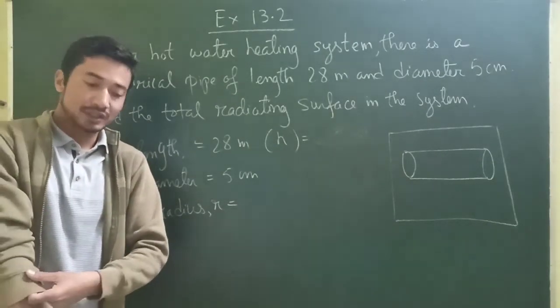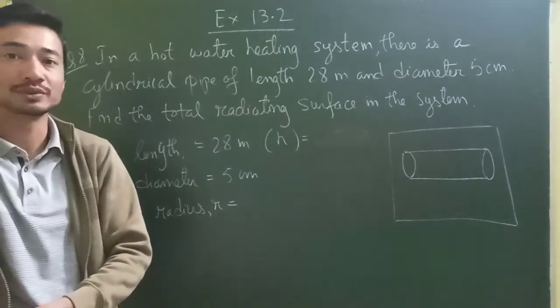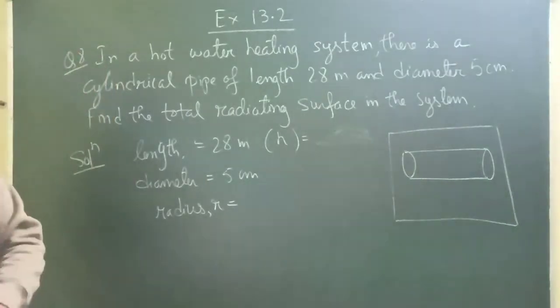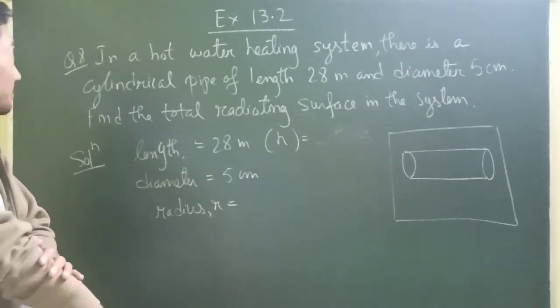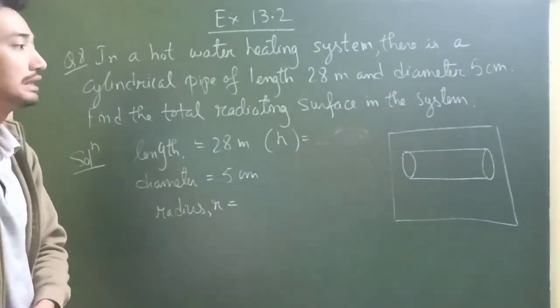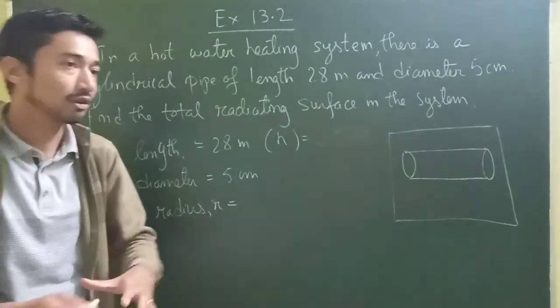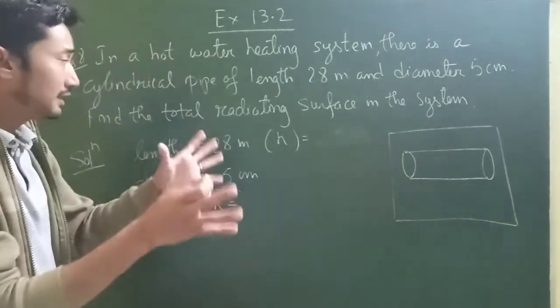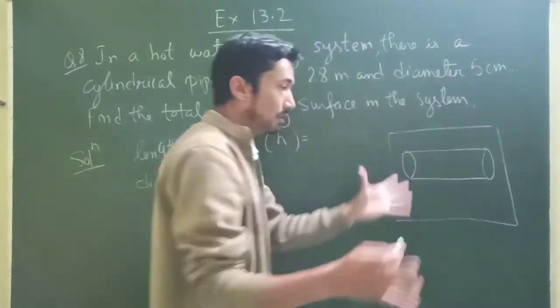Now, my dear students, let's continue with exercise 13.2. So we had stopped at question number 7, so we'll continue from question number 8. In this question, we have a hot water heating system. Let it be a machine, or a geyser, or any system. Something like this is the system for us, that's a machine.